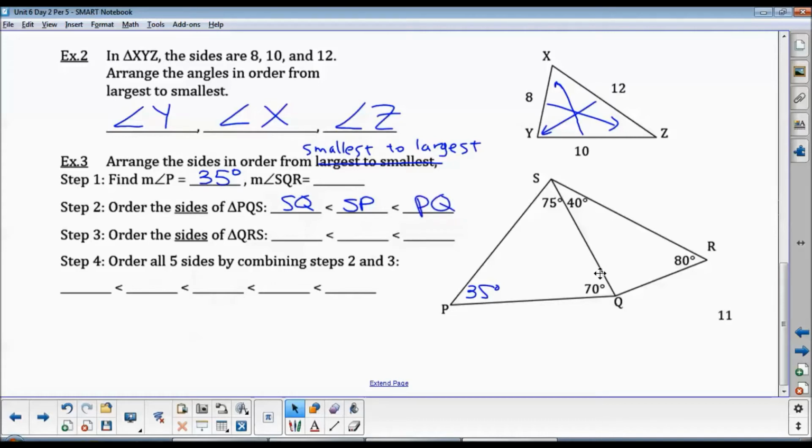This is a good point in the video. Go ahead and pause the video and figure out the measure of this angle here and put the sides of triangle QRS in order on your own. Pause the video and we'll check your answer when you get back.